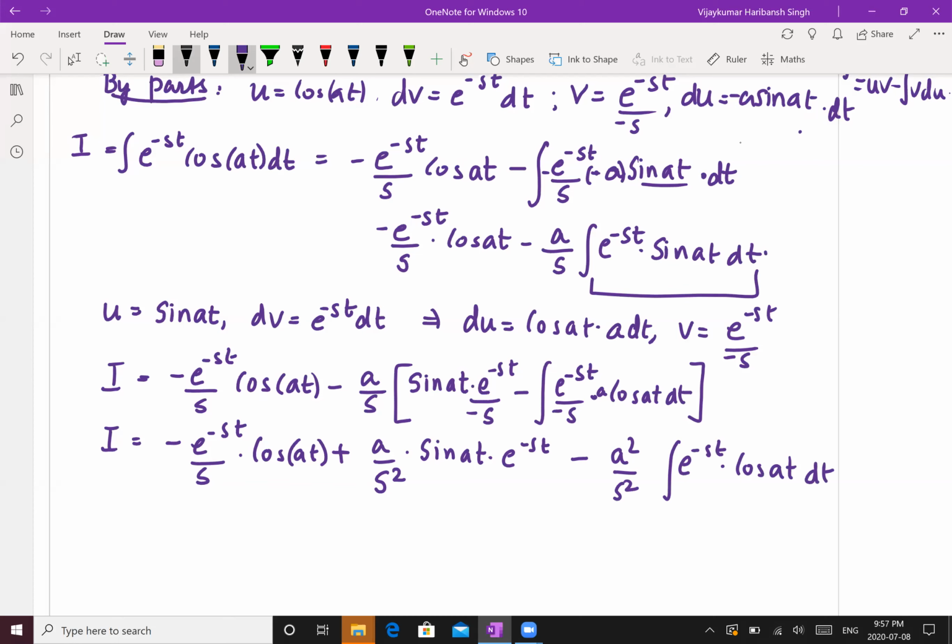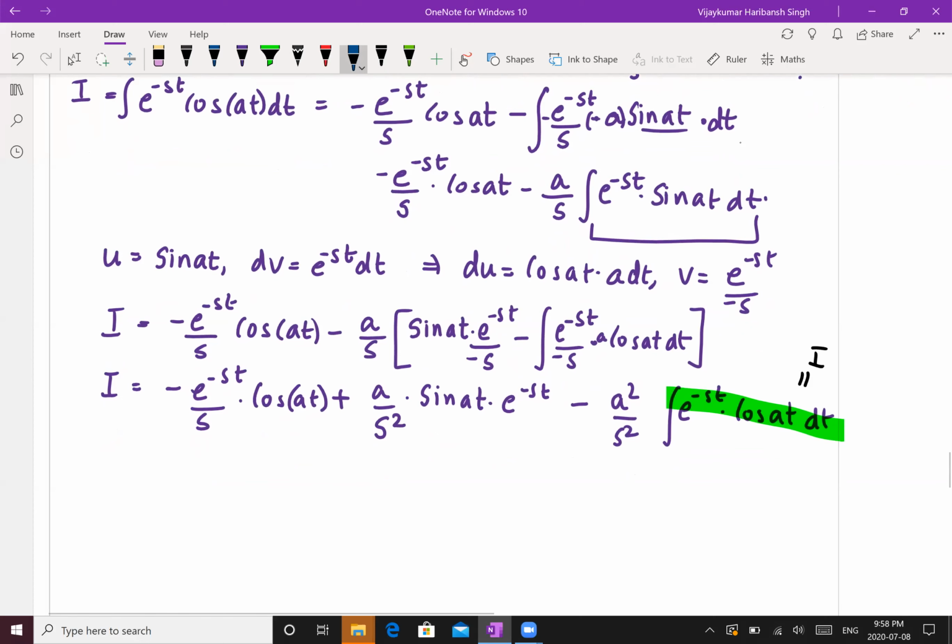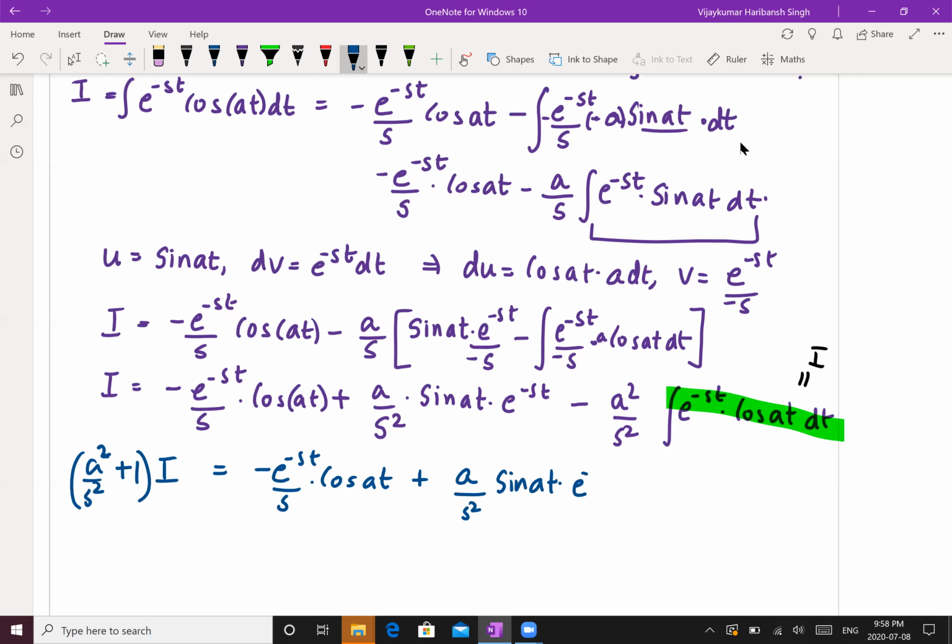Now you see this thing is same as your I, right? So when we put it back, what do we get? We get a square by s square plus 1 times I equals e to the power minus st over s cos of at plus a by s square sine of at times e to the power minus s.